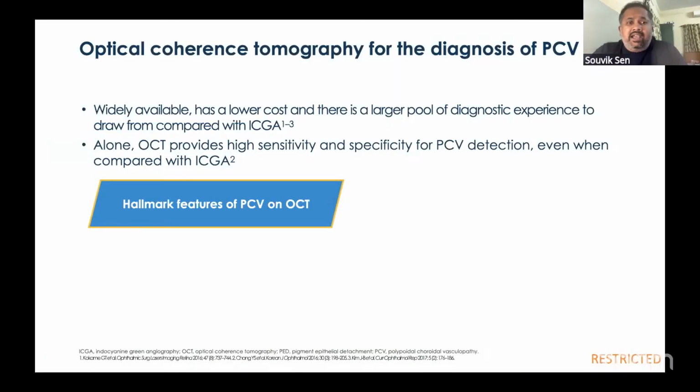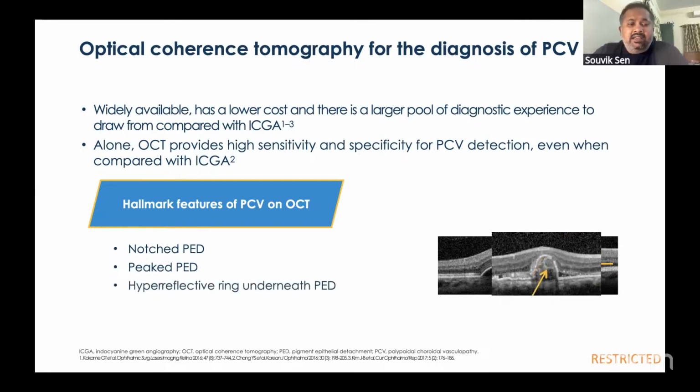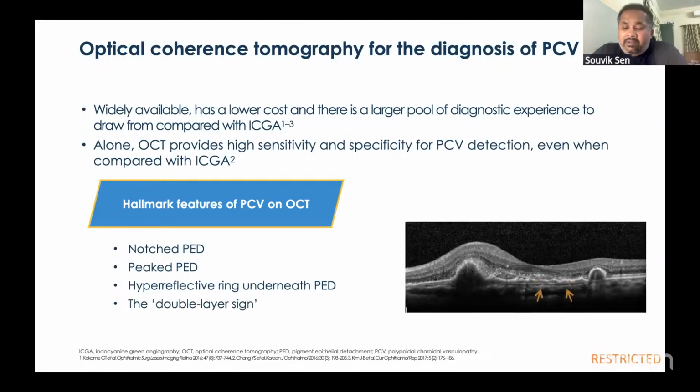Coming to that, let's look at optical coherence tomography for diagnosis of PCV. There's lower cost, and how do we use this to generate the same kind of sensitivity and specificity when we're confirming diagnosis? There are certain hallmark features. We look for notched PEDs, which we've seen so many of in the outpatient clinic. We look for peaked or notched PEDs, a hyperreflective ring under the PED, and a double layer sign. So how can we use these criteria now, and where can it lead us?